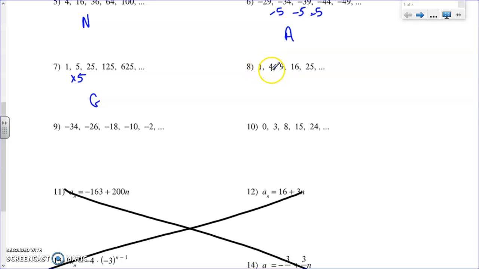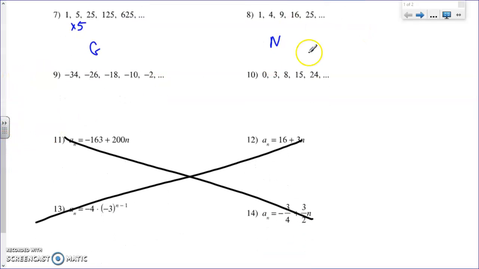Okay, how do I get from 1 to 4? Add 3 or multiply by 4. 4 to 9 would be add 5, but I can't multiply, so this is neither. Now this is a series, it's just not one we're doing in this class, okay? There is a series later if you continue your math career that would actually be able to do something. It's just not geometric or arithmetic that we're doing.